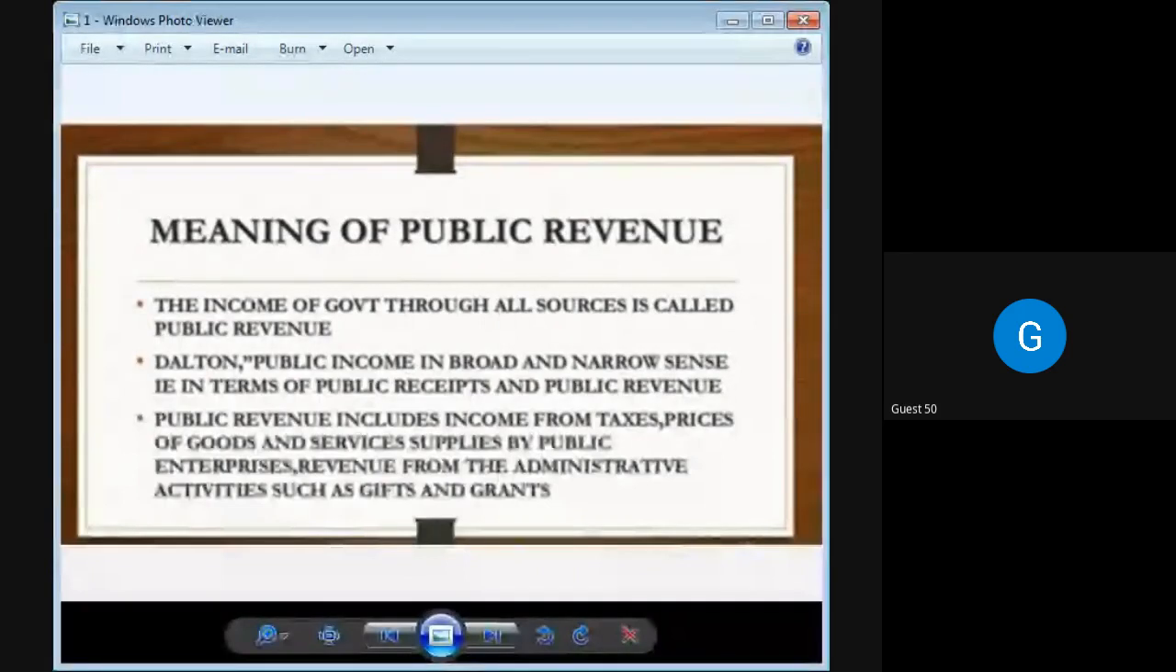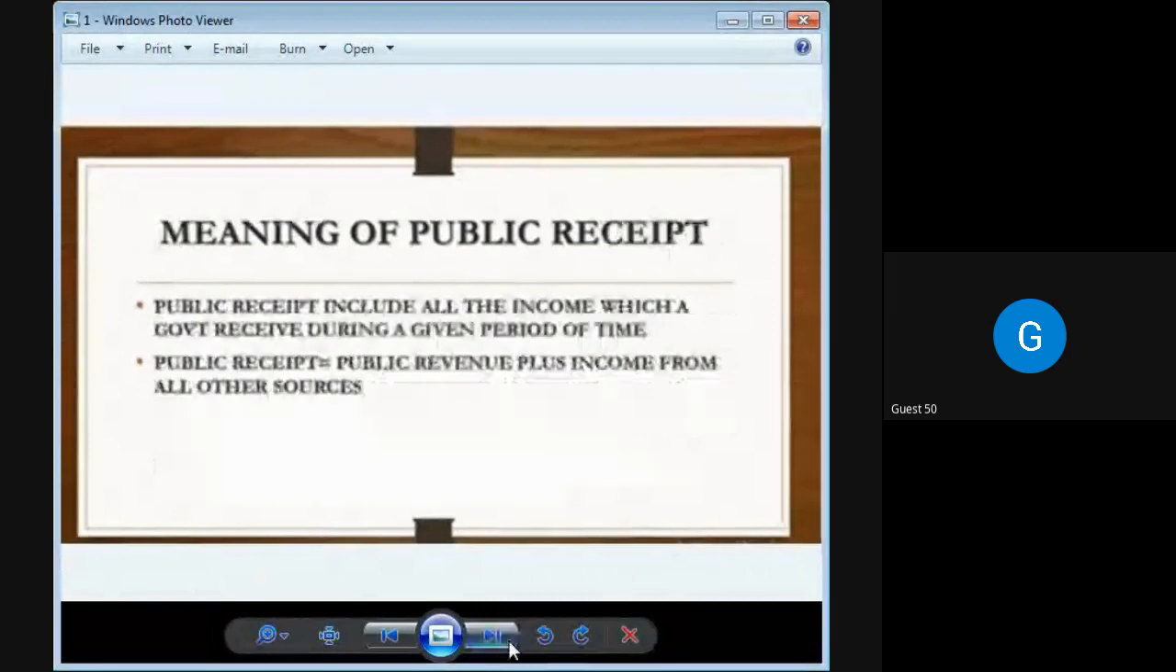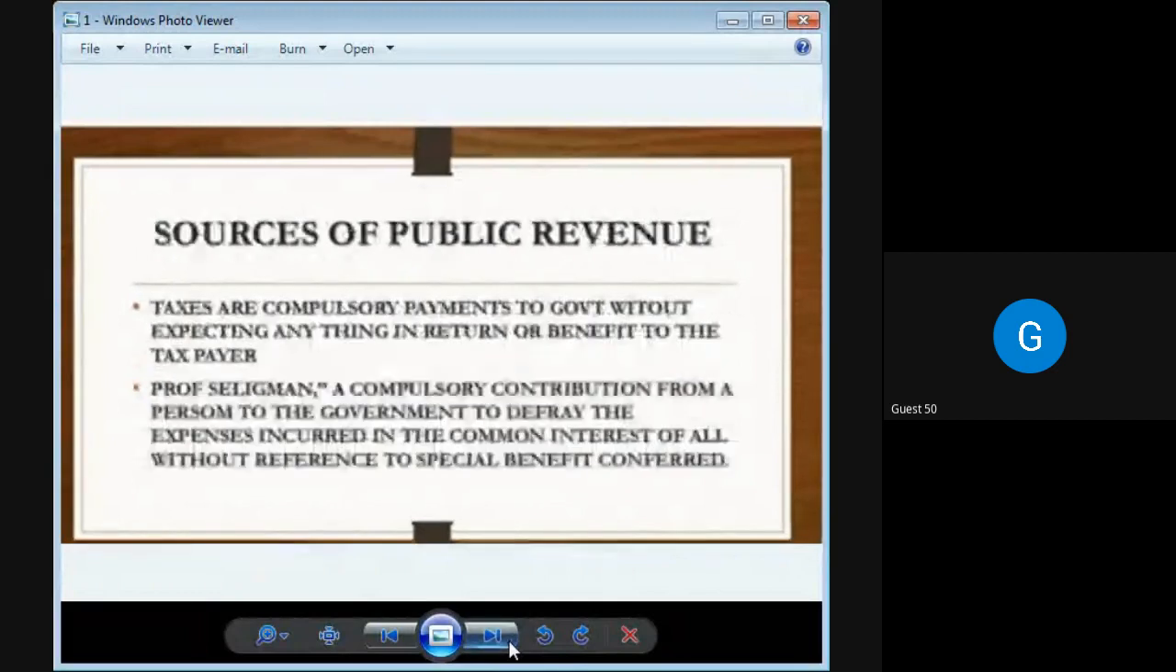So how we will get the public receipt? We will get public receipt, public revenue plus income from all other sources. Right? So now it is very important for us to understand what are the different types of sources of public revenue. How government earns income through these sources.